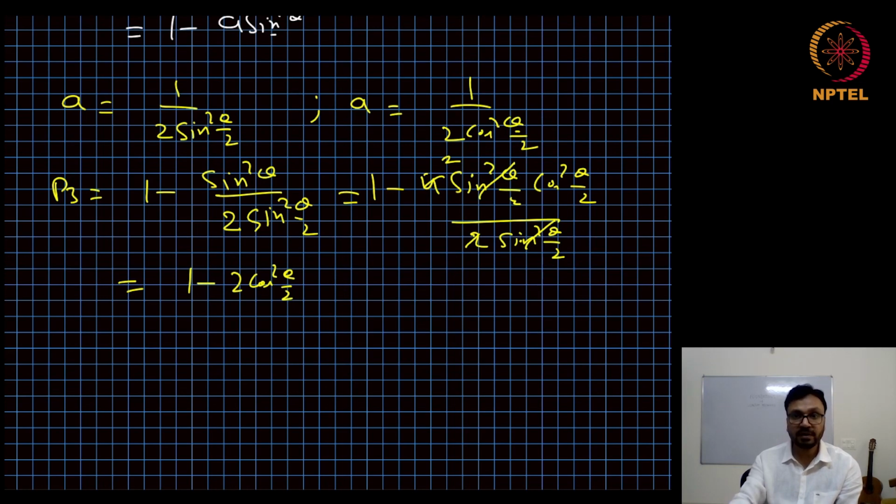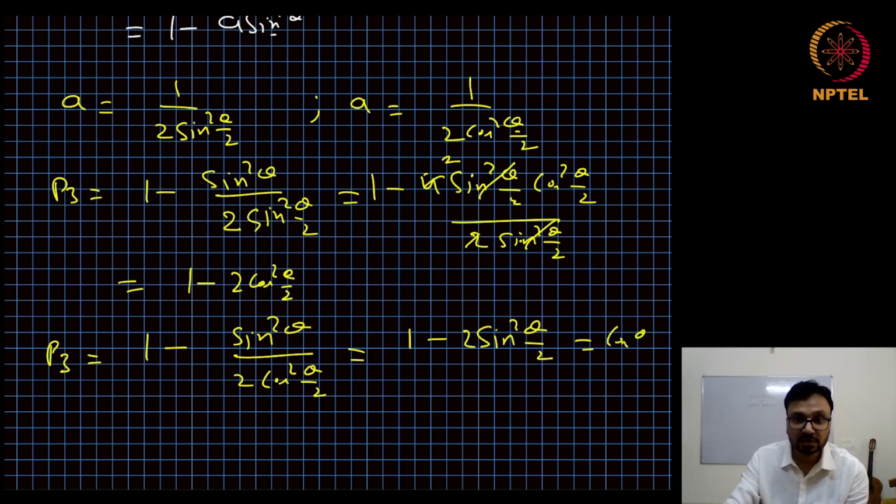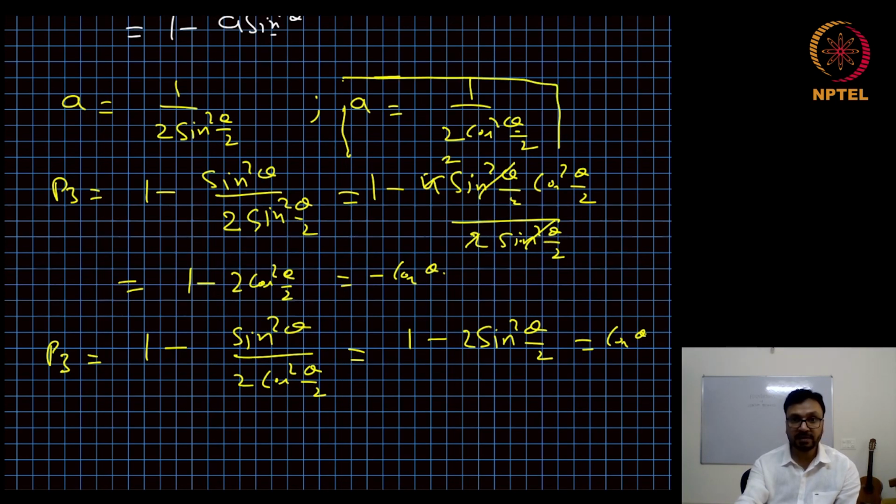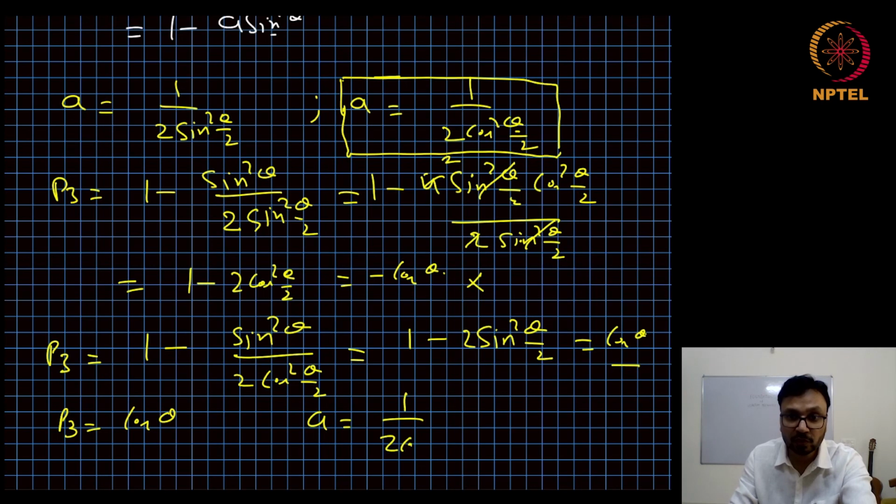If we choose a to be 1 over 2 cos square theta over 2, then P3 becomes 1 minus sine square theta over 2 cos square theta over 2. That will give us 1 minus 2 sine square theta over 2. That will be cos theta, and that will be minus cos theta. So from here we can see that the choice a to be 2 cos square theta over 2 does not give us a valid probability, because probabilities cannot be negative and we are choosing theta to be in the range that cos theta is positive. So we get the probability of failure P3 to be cos theta for a choice of a equals 1 over 2 cos square theta over 2.